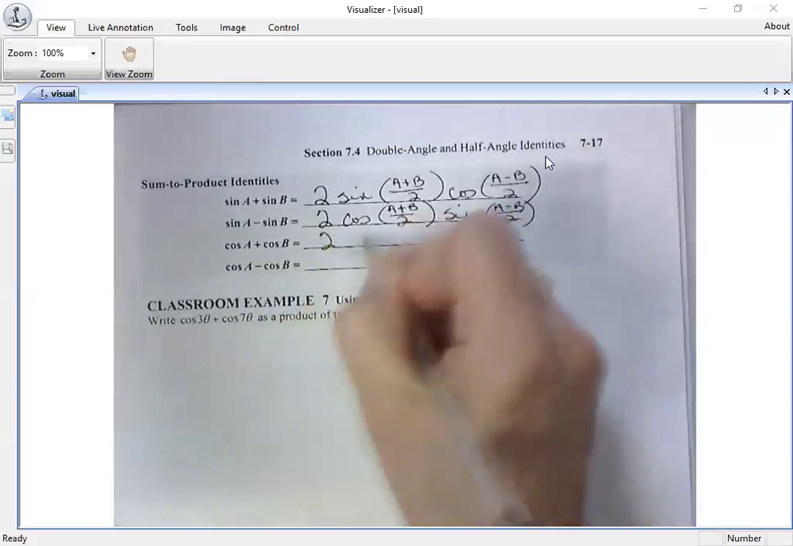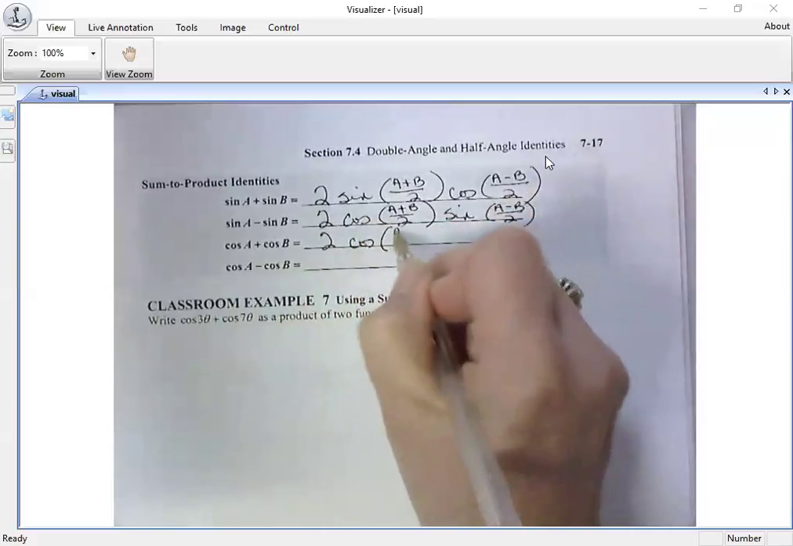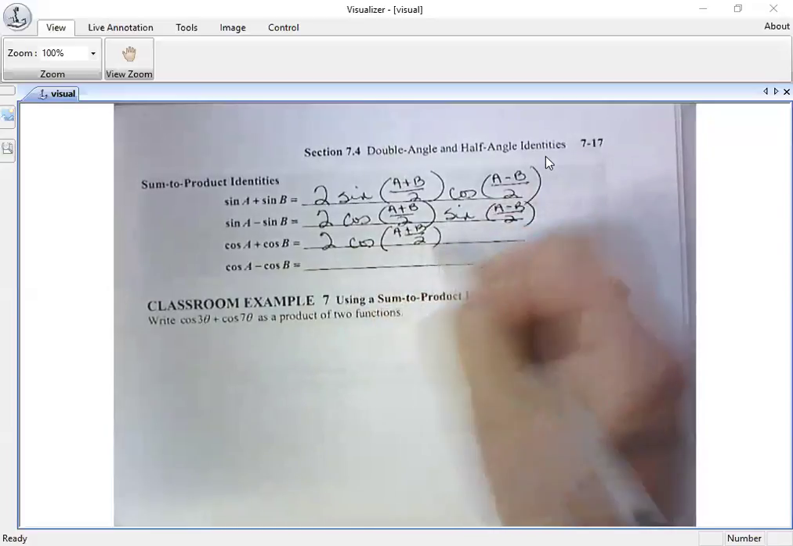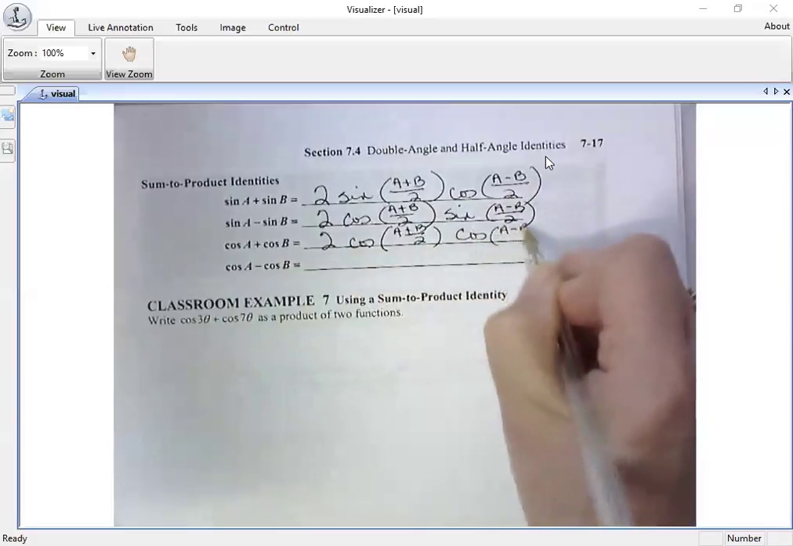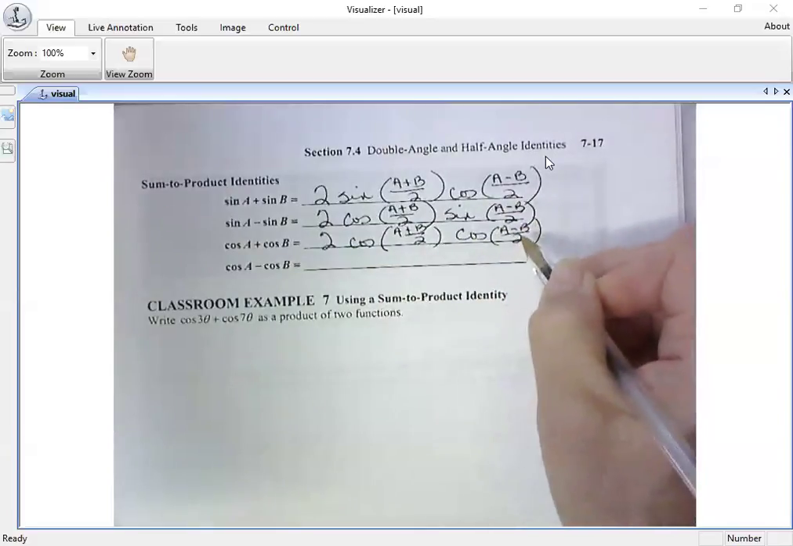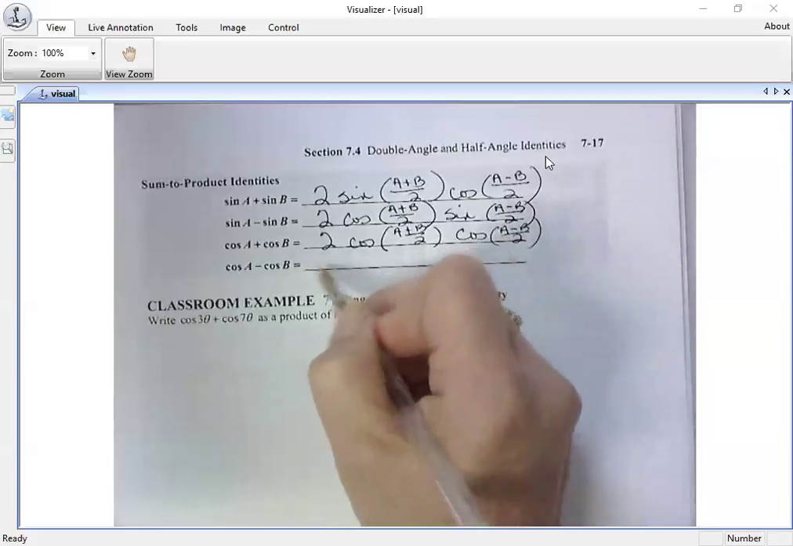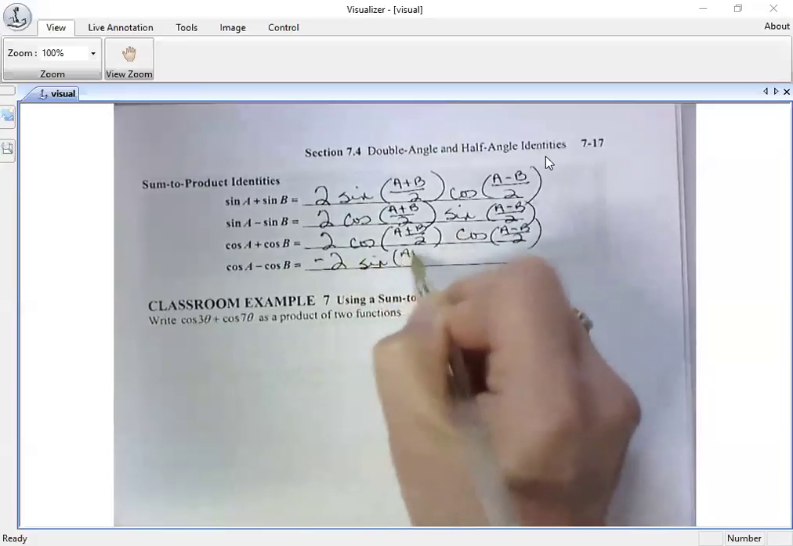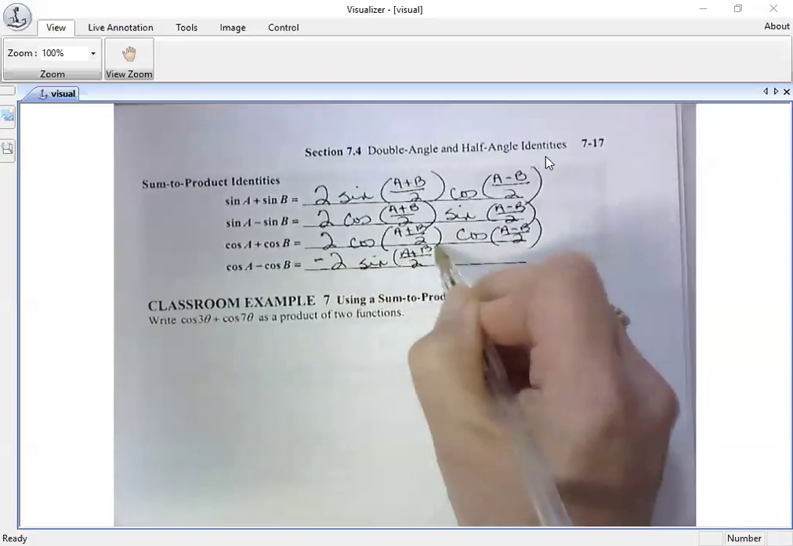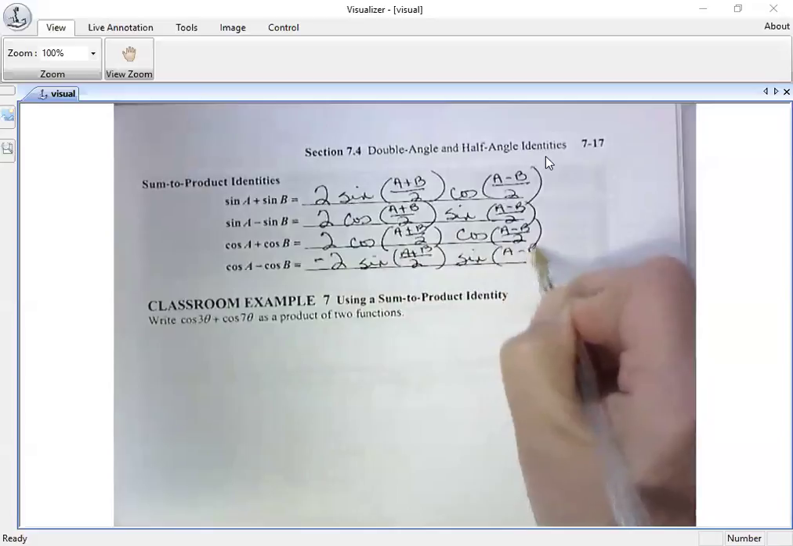2 cosine, and the first angle measure is A plus B divided by 2. And then we have the cosine again of A minus B divided by 2. And then on the difference, we have something that is slightly different. What do we need? Not just 2, but -2. And it'll be the sine of A plus B divided by 2 times the sine of A minus B divided by 2.